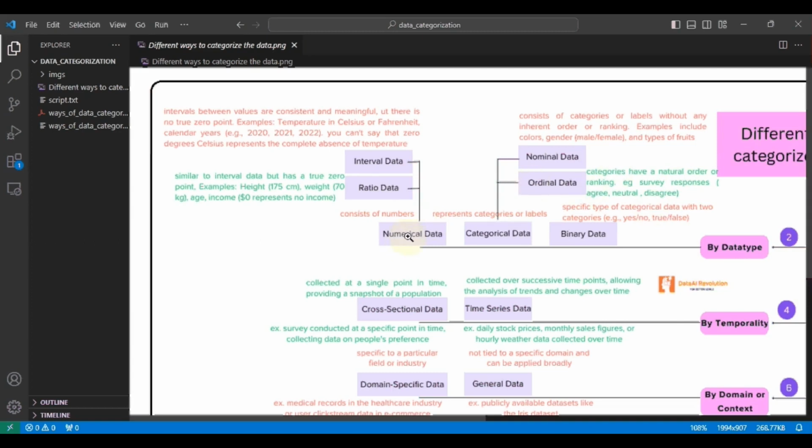Similarly, numerical data can be divided into two types: interval data and ratio data. Interval data and ratio data both have numbers. In interval data, intervals between values are consistent and meaningful, but there should not be a true 0 point.